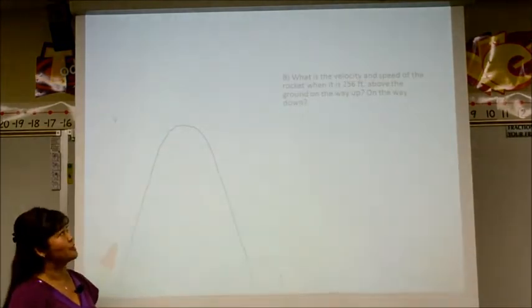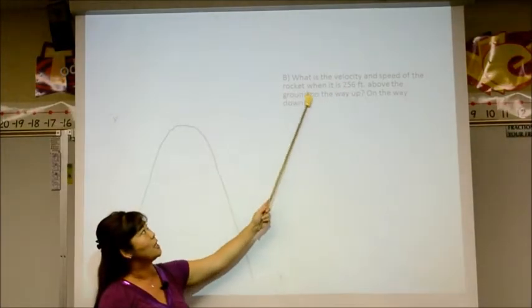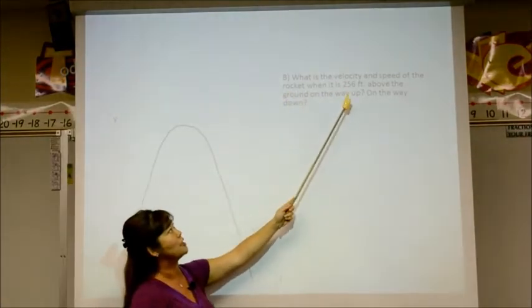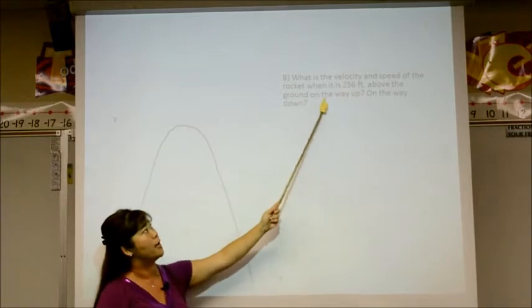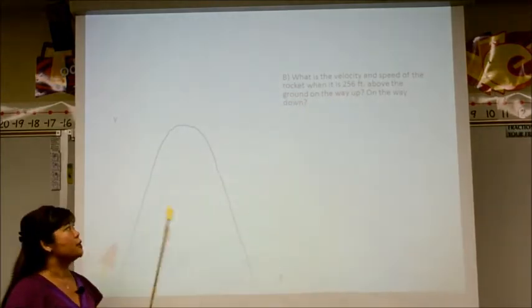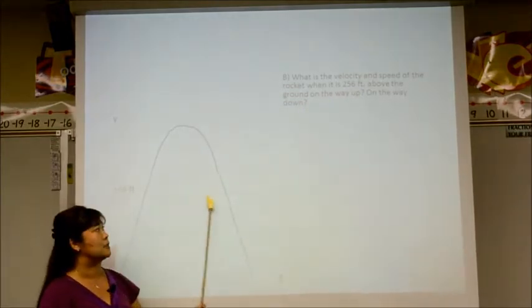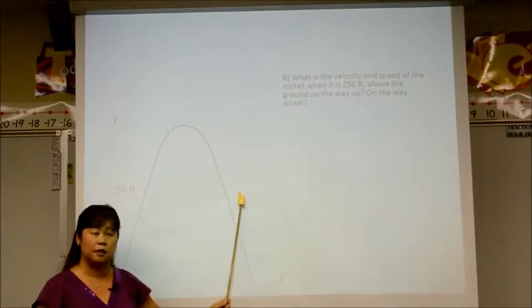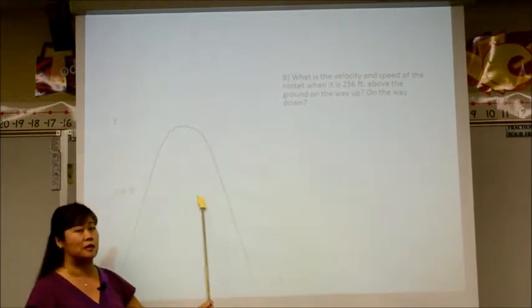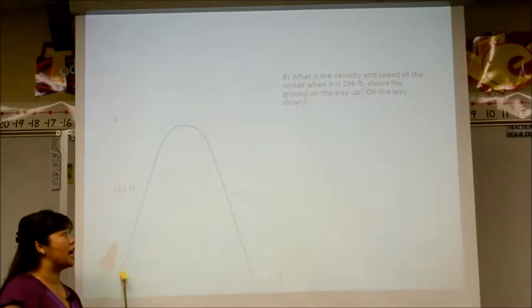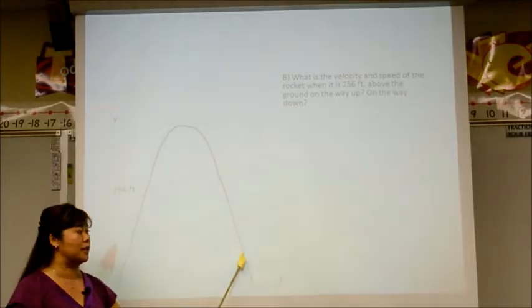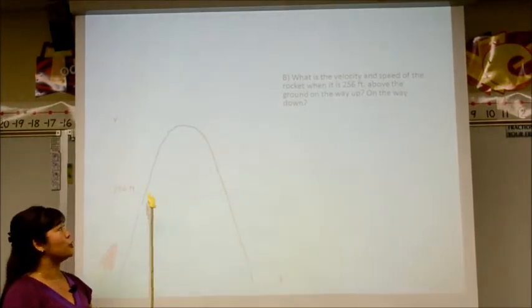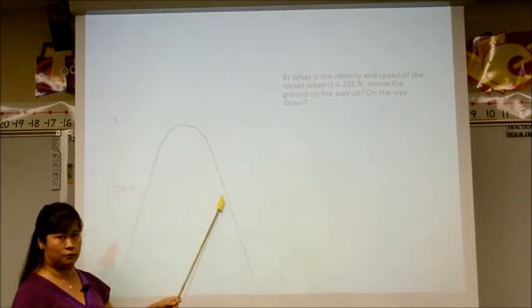So part B says, what is the velocity and speed of the rocket when it is 256 feet above the ground on the way up and then on the way down? So I probably need a 256 line right there. Now, graphically, this is y equals 256, right? And also this is the S equation that we mentioned in the last part. So that means there are two intersections, one right here and also one right there, graphically.